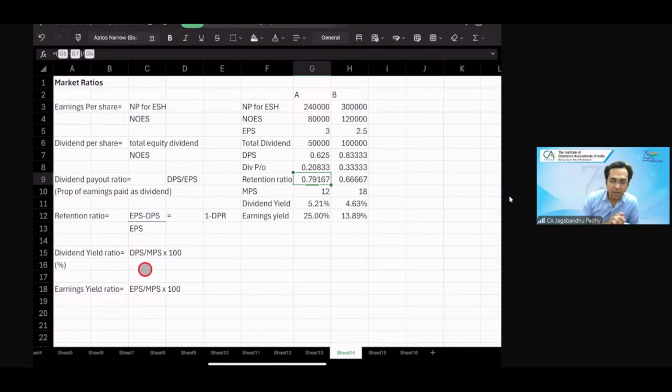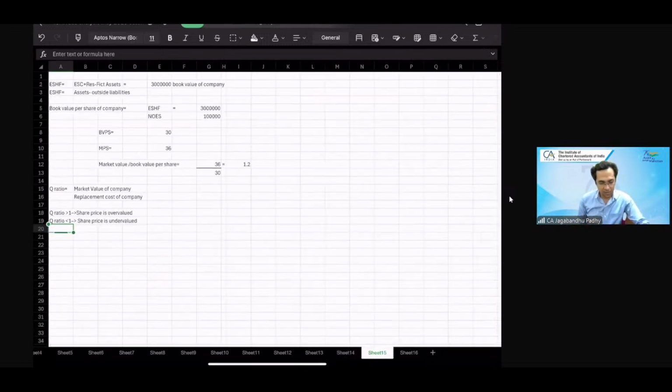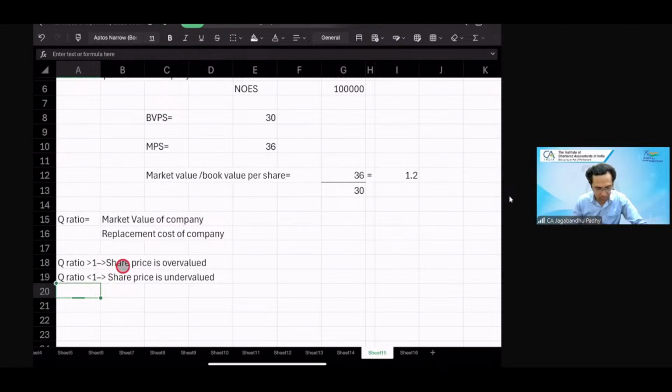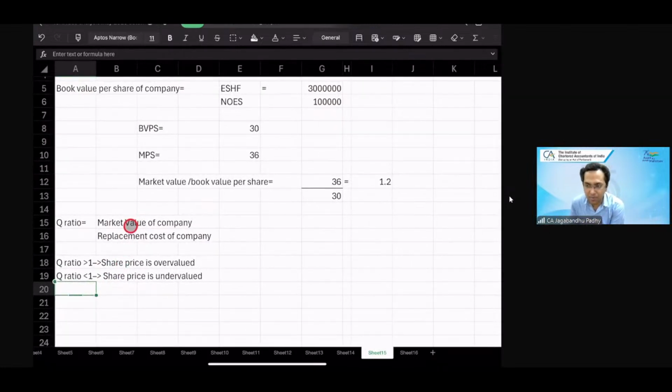And the yield ratios were like what is the rate of return that you are getting as an investor as a percentage of the market price per share. Then we also computed this Q ratio. Q ratio was essentially comparing the market value of the company and the replacement cost of the company.